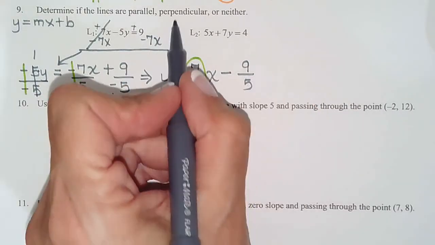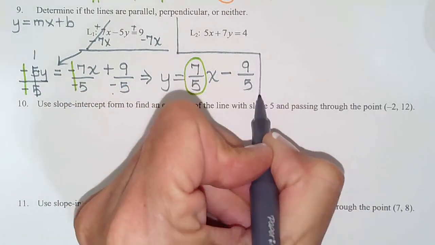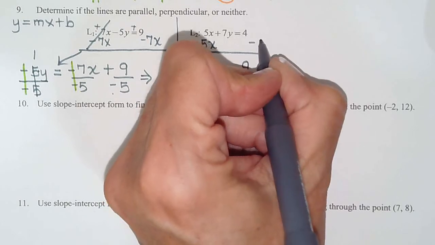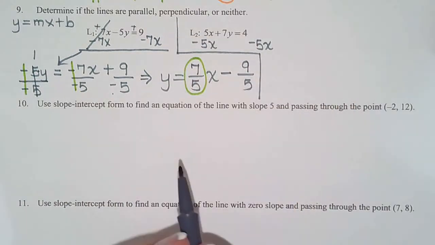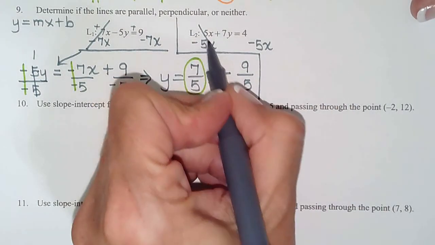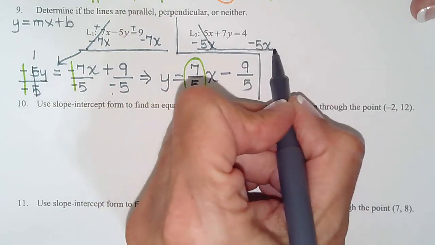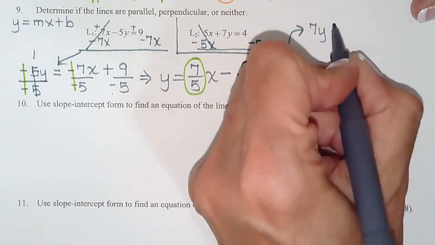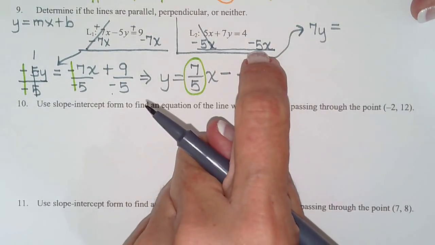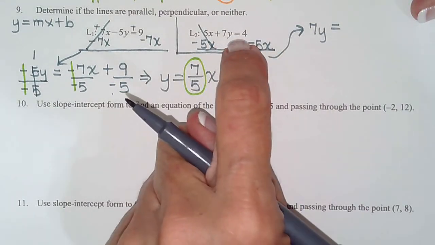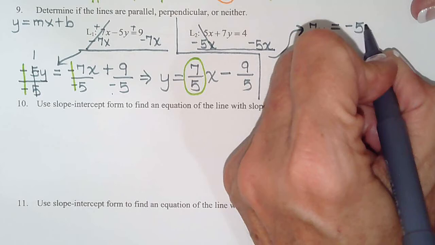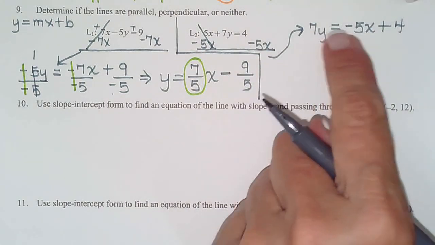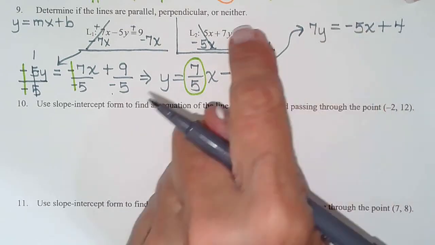So let's see what we get here. For this line, I need to subtract 5x, because remember, my goal is to make both lines look like y equals mx plus b. So then this line turns into 7y equals negative 5x positive 4. Switch the order, because you want it to look like y equals mx plus b, but carry its signs with it.